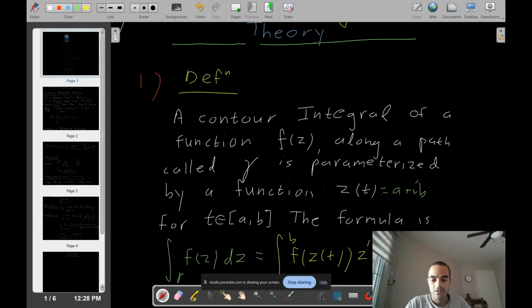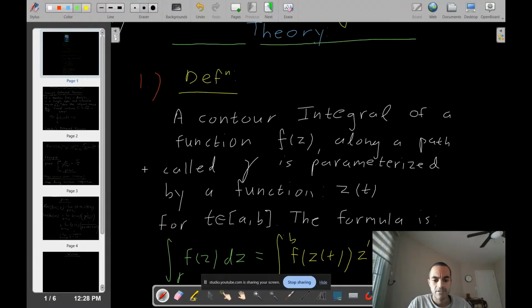So a contour integral of a function f of z along a path, along a path called gamma. Little gamma is going to be the path, and it's going to be parameterized by a function z of t. So z is a complex number as a function of a parameter t. Quite often we use t as a parameter. I don't want to say exactly that z of t is a plus ib, that's not accurate. But just to remind you, for those of you who know complex numbers, z is equal to a plus ib. a is the real part, b is the imaginary part. All right, so we know that.